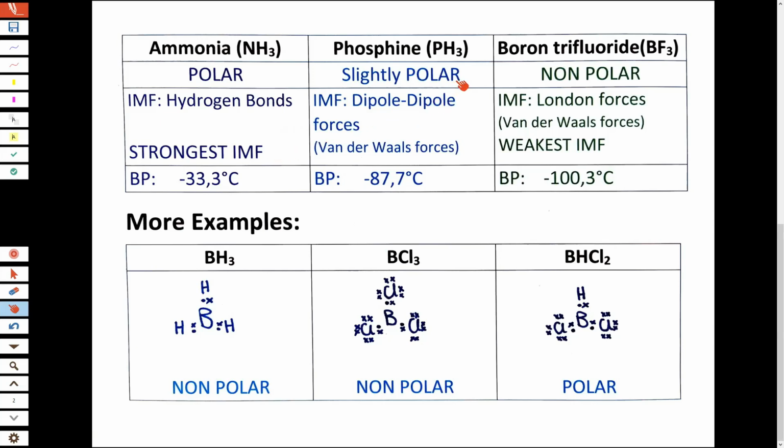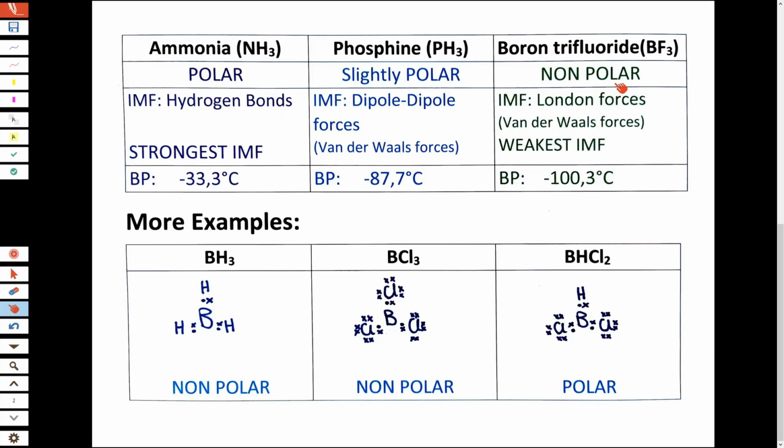Phosphine is slightly polar, but there we have dipole-dipole van der Waals forces as intermolecular forces. The reason why these are hydrogen bonds and these are dipole-dipole is because nitrogen bonded to hydrogen, oxygen bonded to hydrogen, and fluorine bonded to hydrogen, those will result in hydrogen bonds between the molecules. Phosphine is a dipole, so therefore these are dipole-dipole intermolecular forces. They are weaker than the hydrogen bonds.